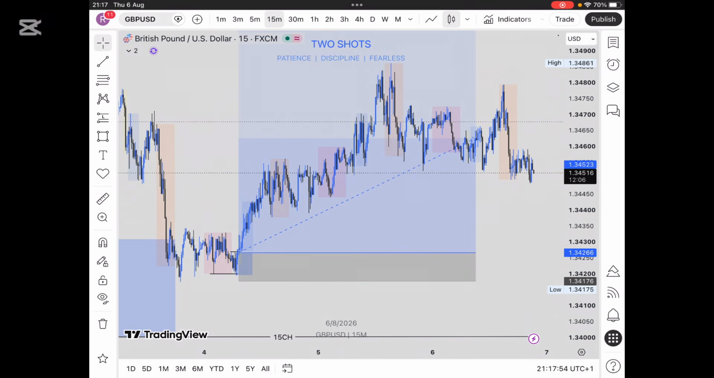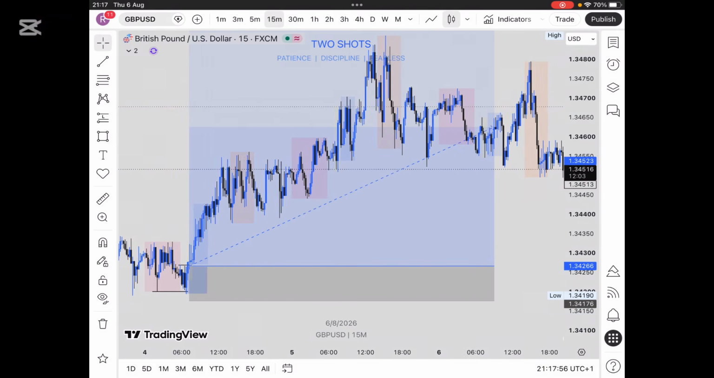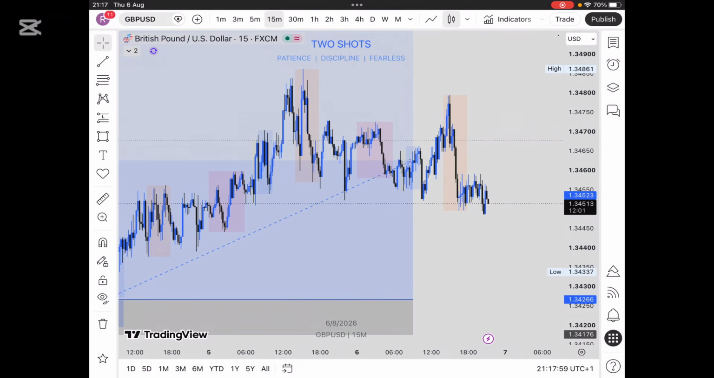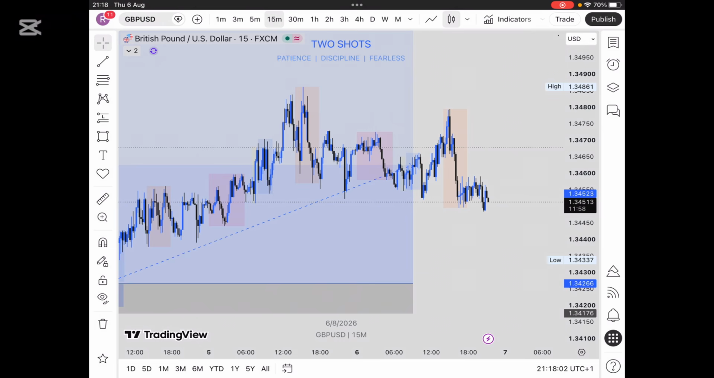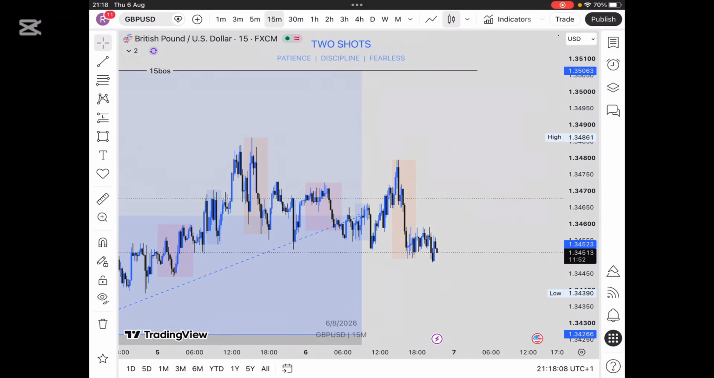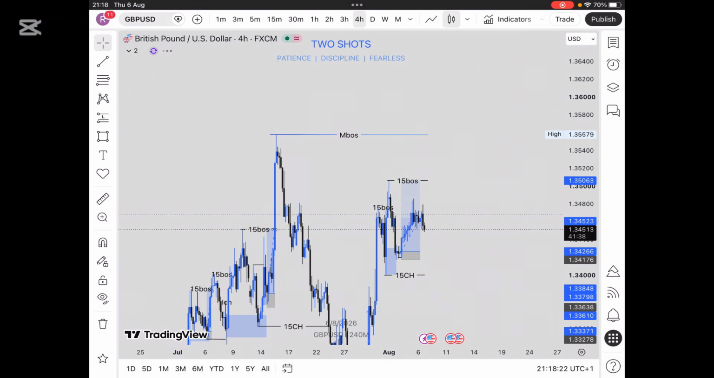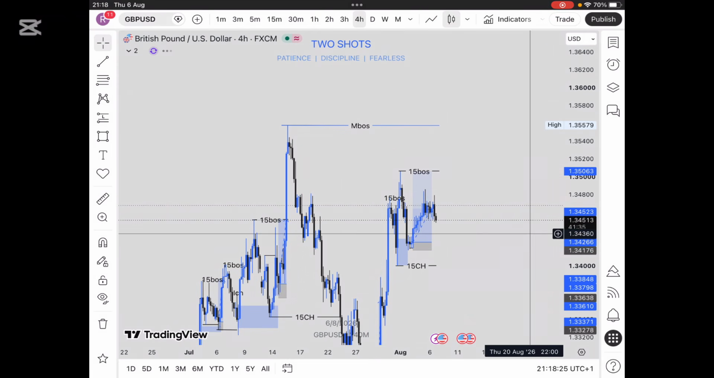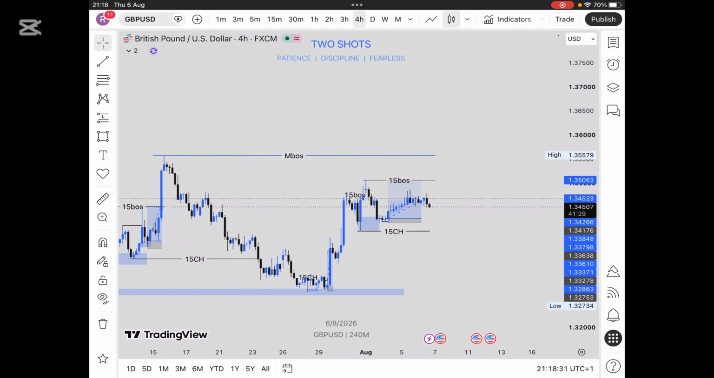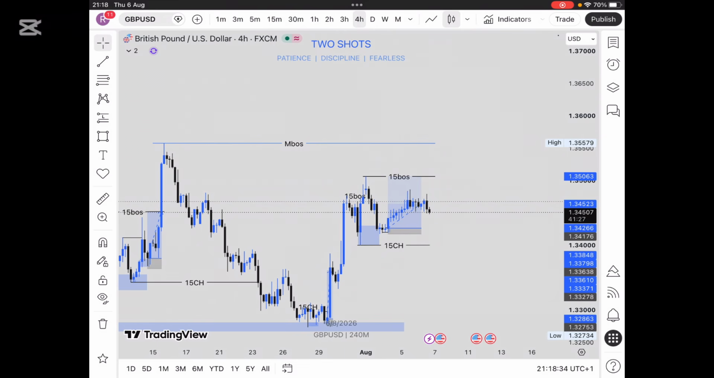So whenever you get a confirmation for your buy, you might decide to go long again, because I personally think price is still going to continue buying all the way up to our 15-minute break of structure point, and possibly buy all the way up to our 4-hour break of structure. But before then, all the internal consolidation is welcome.